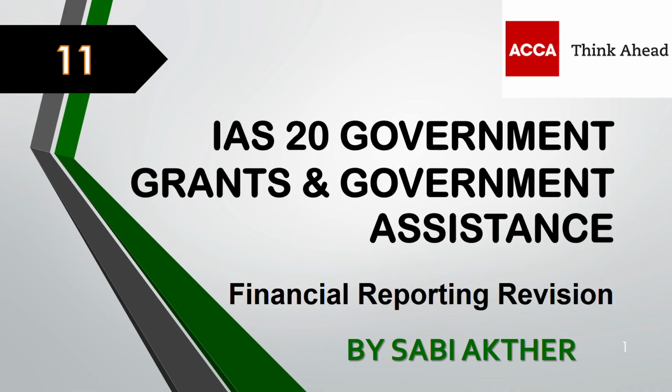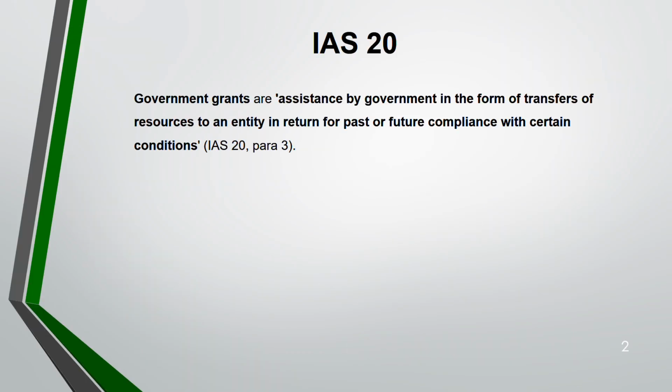Assalamualaikum. Welcome to video 11. This is IAS 20, government grants and government assistance, applicable for both SBR and FR students. First let us go through government grant and then we'll discuss government assistance, because the way we account for these two is different.